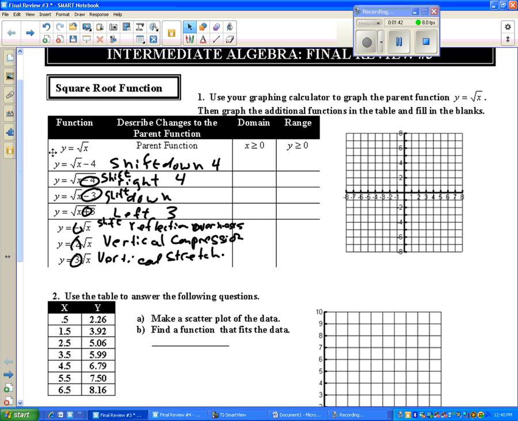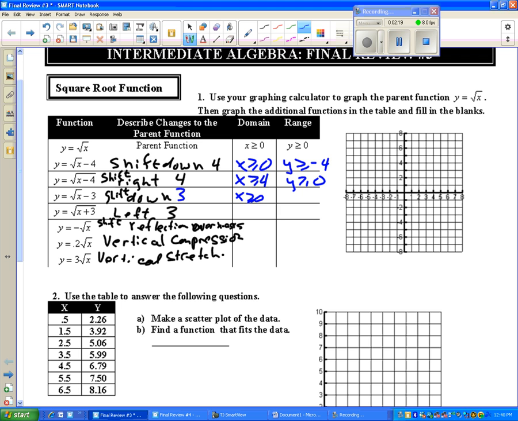All right, let's talk about our domains and ranges. Unless I move it, the domain and range is going to stay the same. So on this first one, I'm changing my y since it went down. So y's are going to be greater than or equal to -4 since it went down. My x's I didn't touch, so they don't change. Here my x's change, so x is going to be greater than or equal to 4. My y doesn't change.